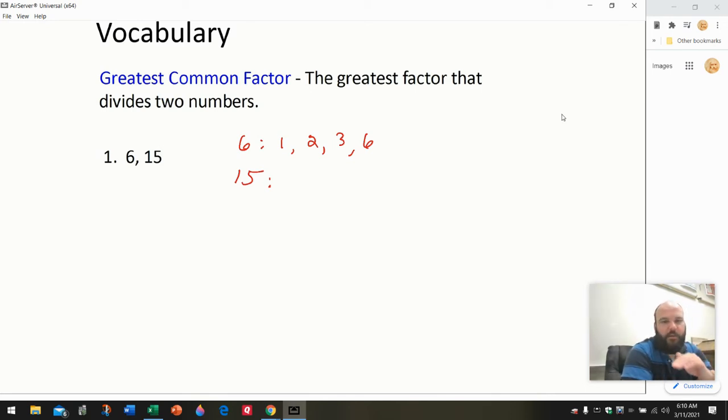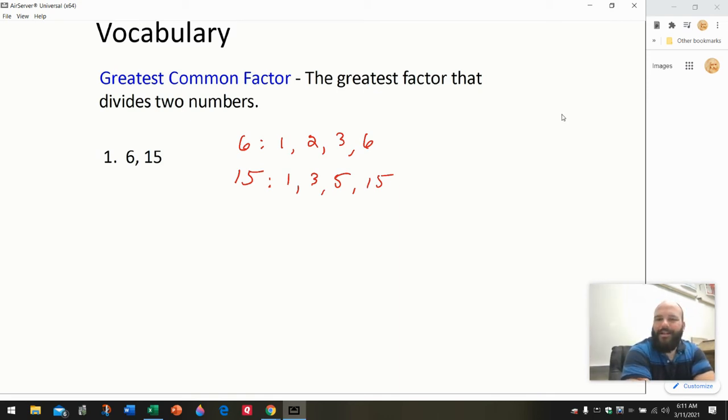I always like to start with the lowest and work my way up. Just go through the numbers in your head. Will 1 go in? Yep, 1 always goes into a number. Will 2 go in? Nope. Will 3? Yes, it will. 4? No. 5? Yep. And you can see 3 and 5 are pairs, right? So once you have 3 and 5, you aren't going to have any more other than the number that pairs with 1, which is, in this case, 15. And so there you go. We have all the factors written out. 6 is 1, 2, 3, and 6. 15 is 1, 3, 5, and 15.